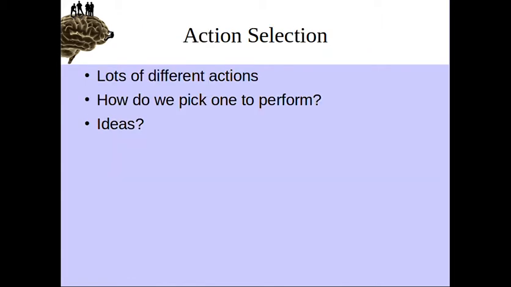So let's start with this action selection thing. The only thing this is, is I have lots of different actions, and I want to pick one of them to perform. There's many different things I could do at any given instant. I've got to pick one. How are we going to do that?